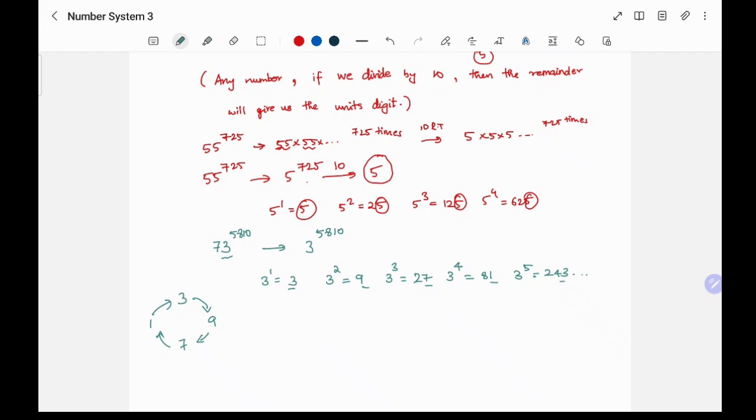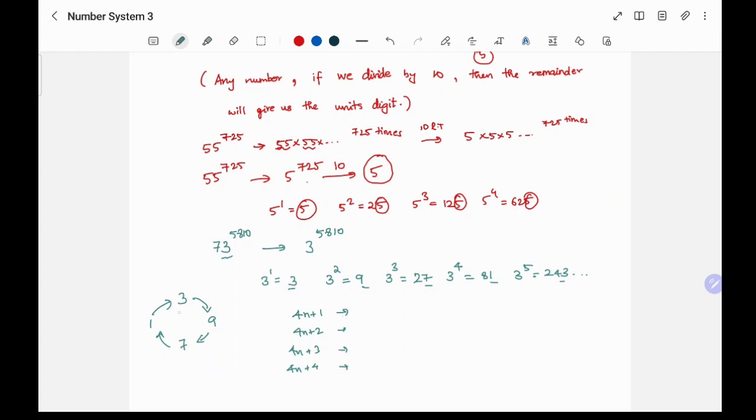Again, if you keep multiplying, it will just follow this cycle. So let's check the power. It repeats a cycle of 4, right? After every 4 numbers it again repeats. So we can conveniently write this as 4n plus 1, 4n plus 2, 4n plus 3, and 4n plus 4, and assign the unit digits for each.